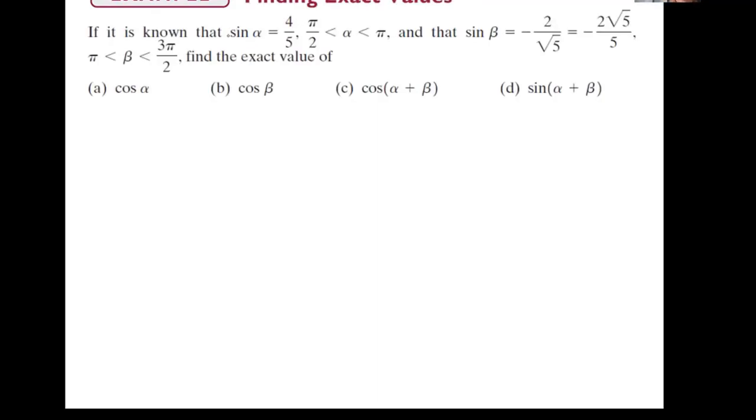So it's telling us that the sine of alpha is equal to 4/5 and the sine of beta is equal to -2 over the square root of 5. And then they rationalized it. Find the exact value of cosine of alpha. So how do we find the value of cosine of alpha? Hey, Christian, you know how to find the cosine of alpha?